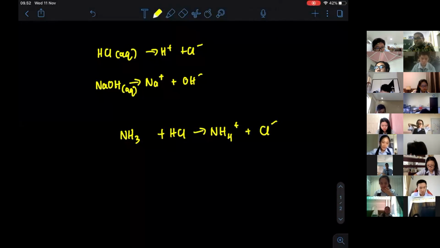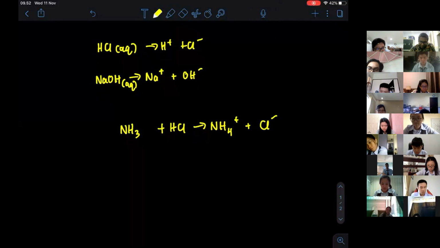So there is a limitation to the theory proposed by Arrhenius. Arrhenius said that in order to show it's a base, it must have OH-. It's not actually shown over there. So a new theory came saying that a base is something that reacts with the acid. But how about this?